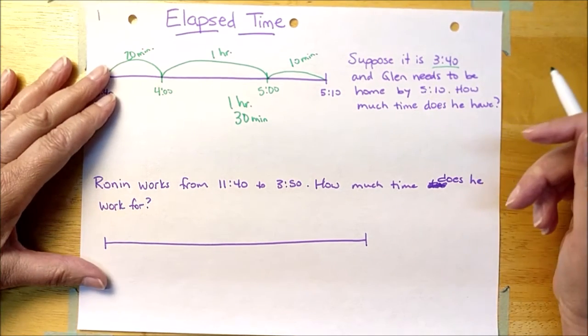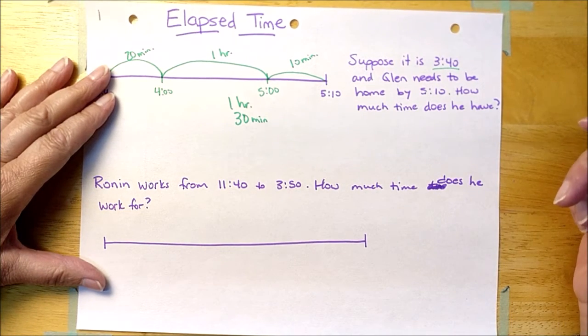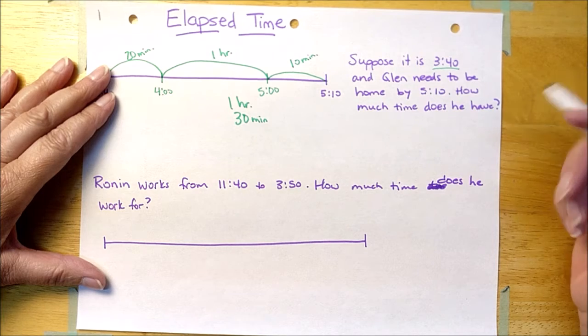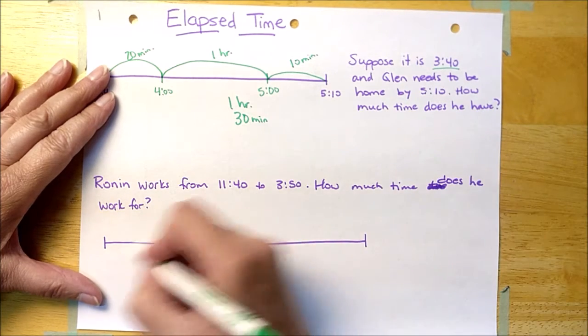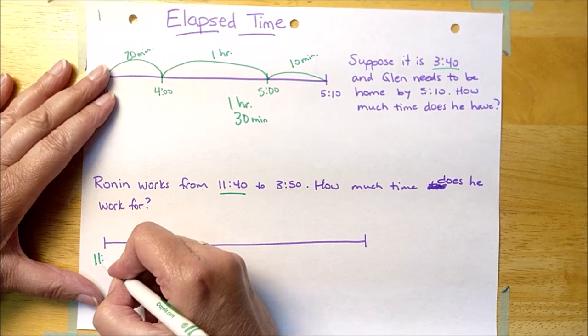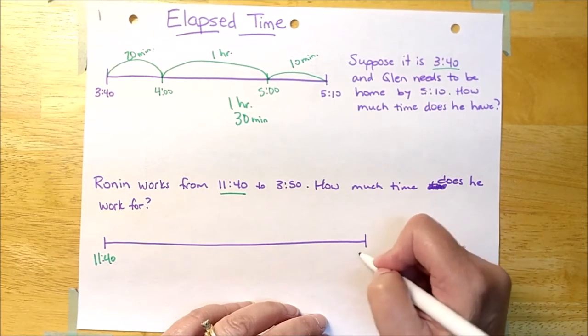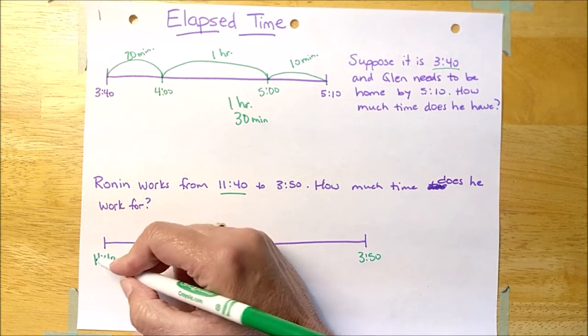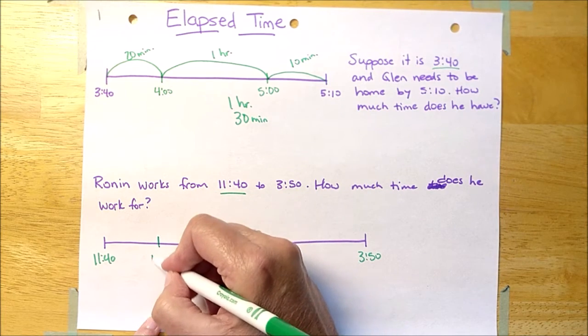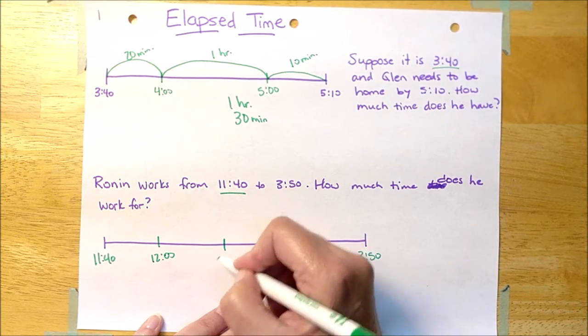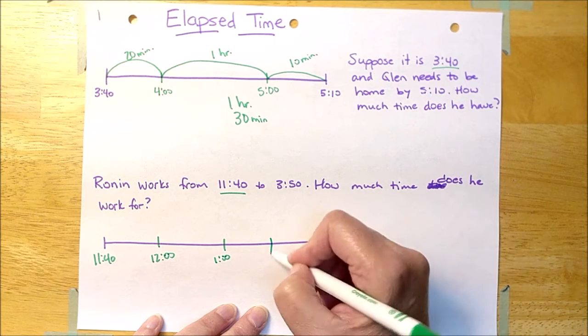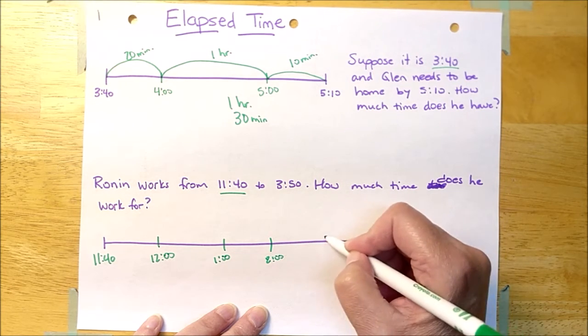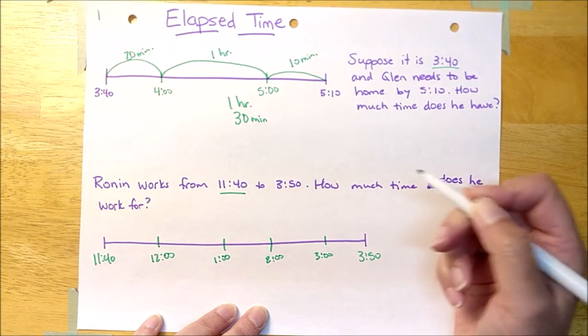So the next question says, Ronan works from 11:40 to 3:50. How much time does he work? So that's my first number, 11:40, and my end time is 3:50, and I'm going to put my hours in first. So the hour after 11 would be 12 o'clock, 1 o'clock, 2 o'clock, 3 o'clock.